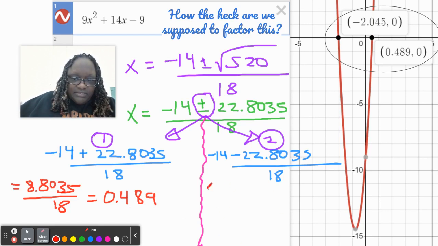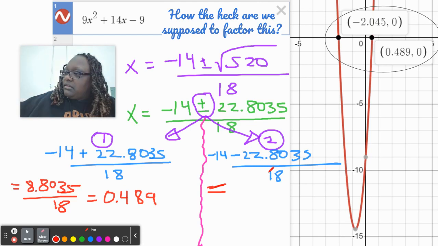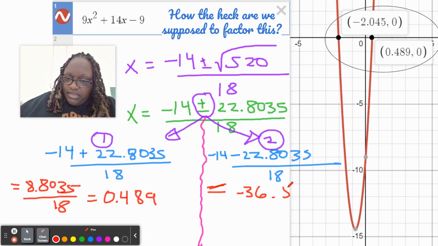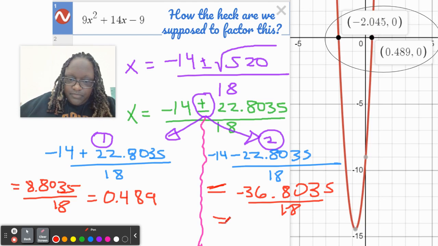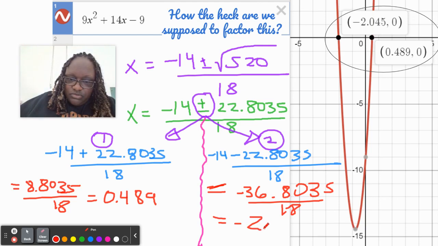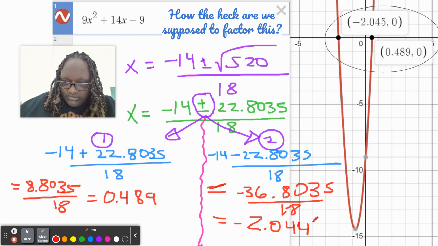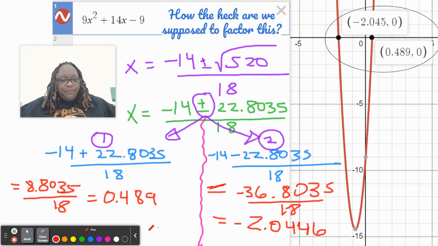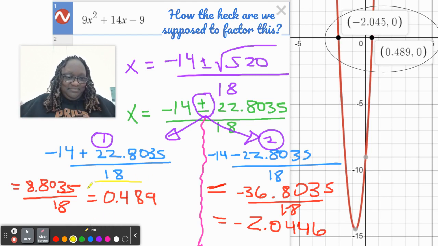Okay, and now for the second option, so it was negative 14 minus, okay, so let me do that in the calculator. So that's negative 36.8035 over 18. So divided by 18, which equals negative 2.0446. Okay, I'm done. Here's my answers.